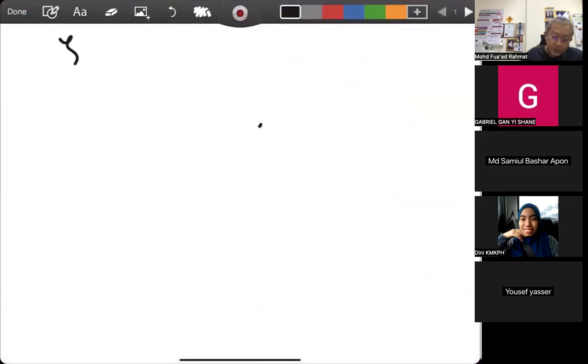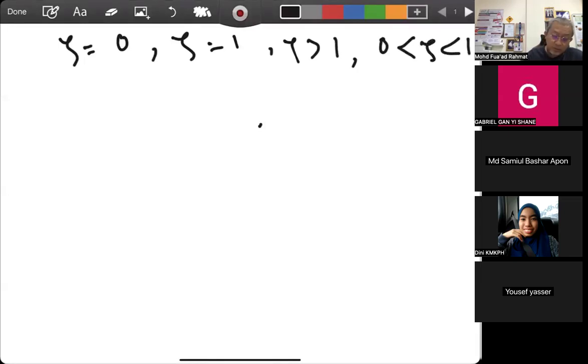We already know that zeta equal to 0, zeta equal to 1, zeta greater than 1, and zeta between 0 and 1. There is another one, which is zeta less than 0. So what is this category?